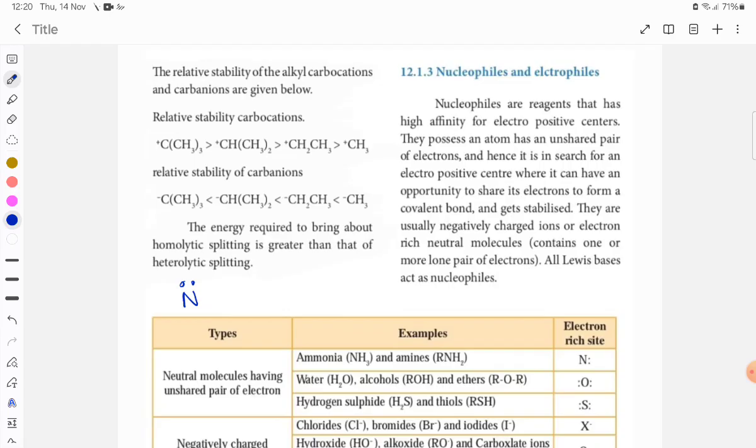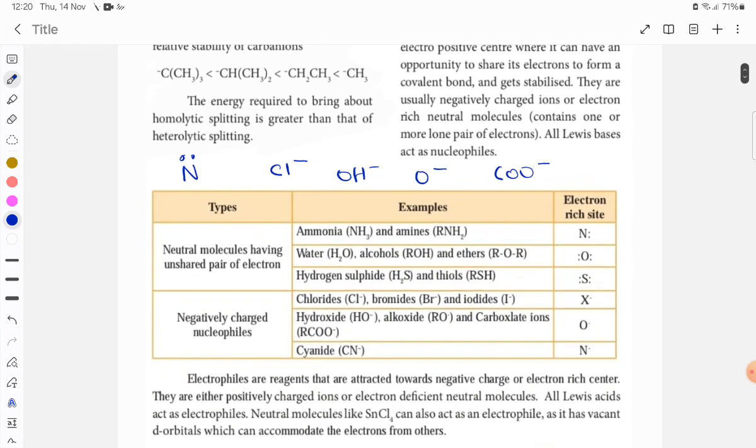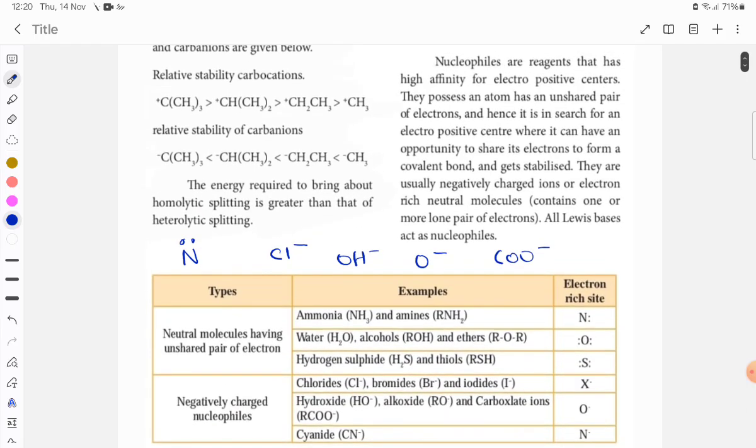Some species are negatively charged, for example Cl minus, OH minus, O minus, or COO minus. These species are negatively charged, so negatively charged species have an unshared pair of electrons. So these species are called nucleophiles. Nucleophiles are of two types: neutral nucleophiles and negatively charged nucleophiles.